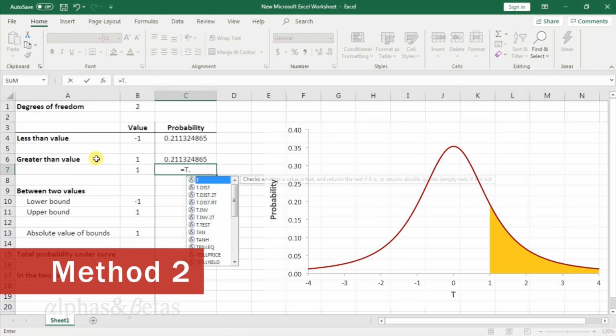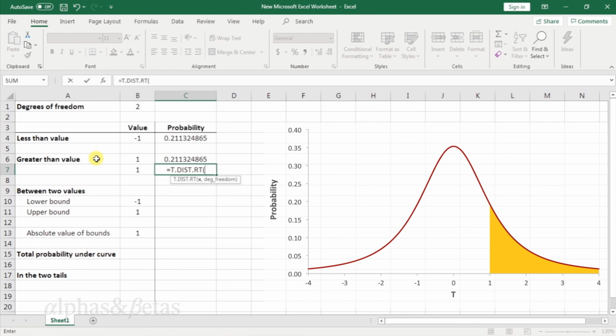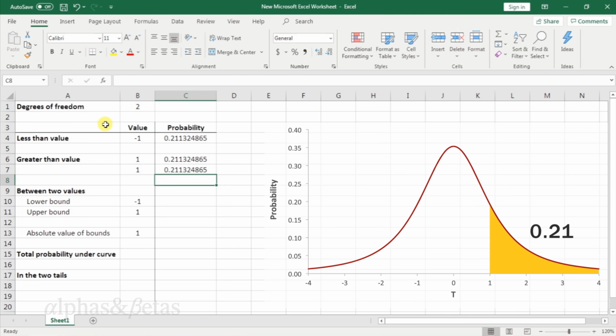The second way is to use the t-dist rt function. For the x parameter, select the quantile of 1. For the degree freedom parameter, select the degrees of freedom. The probability is the same as under the first method.